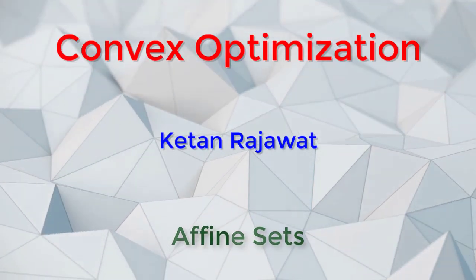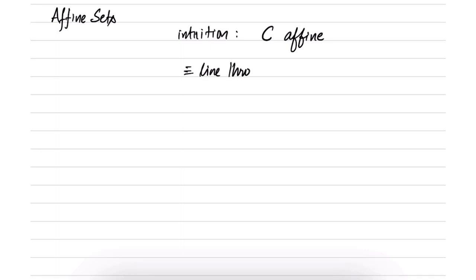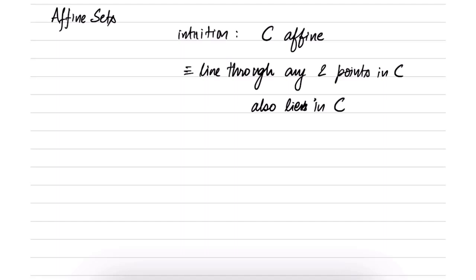Let us take a look at affine sets. The intuition here is that a set C is said to be affine if a line through any 2 points in C also lies in C. So I'm saying that the entire line that passes through any 2 points in C also lies in C. So obviously C must contain infinite number of points.